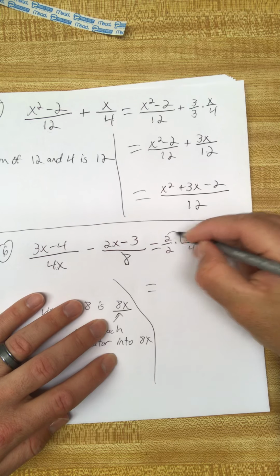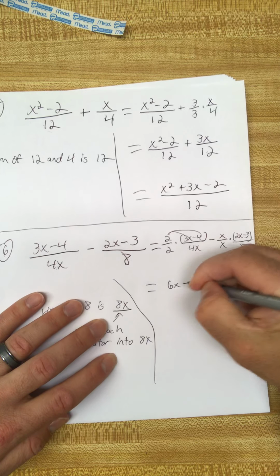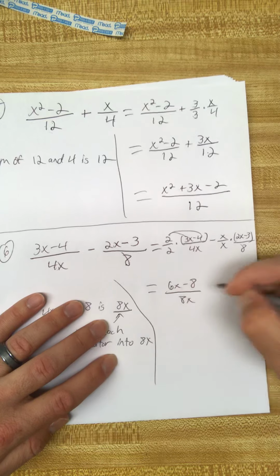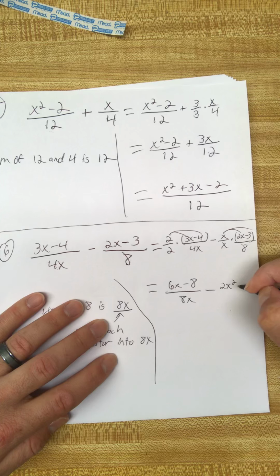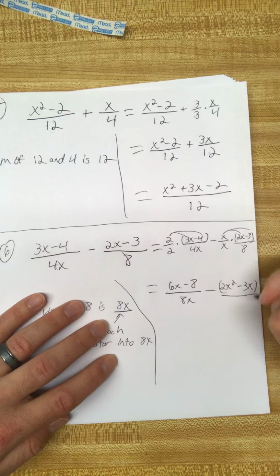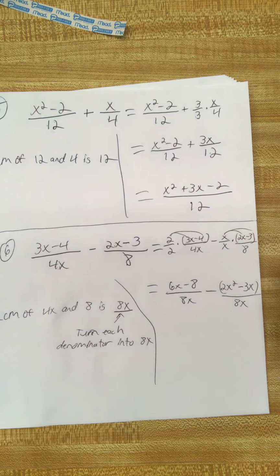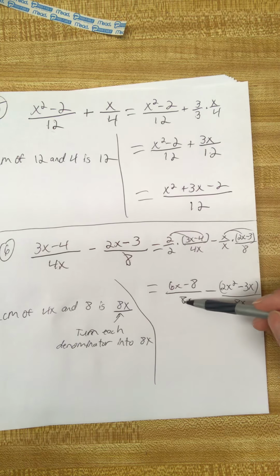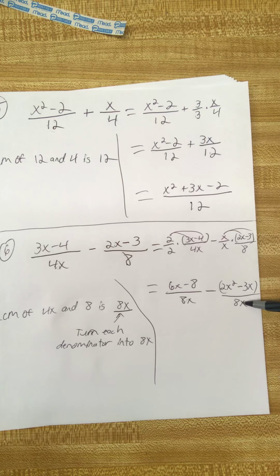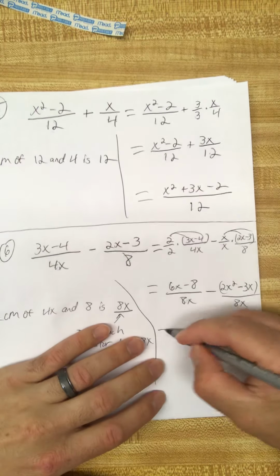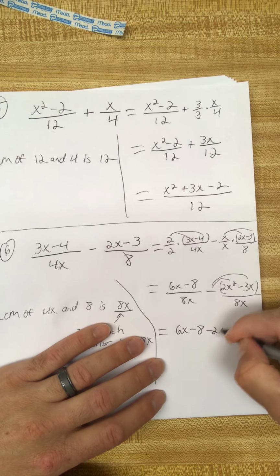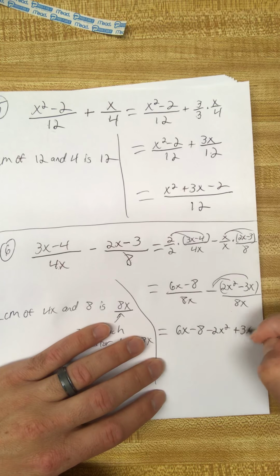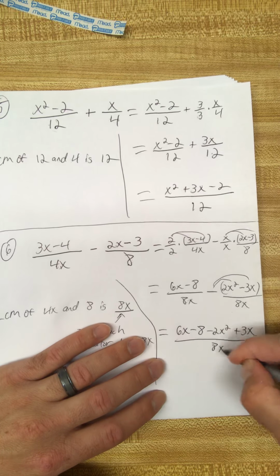So, little distributive property here. We're going to get 6x minus 8 divided by 8x minus, we're actually distributing an x here, so we get 2x squared minus 3x divided by 8x. So we're good to go now. We have denominators of 8x and 8x. All right, the only thing you gotta be careful of here, if you want to combine everything, 6x minus 8, is that we're subtracting both those, so it'll be minus 2x squared and a plus 3x, all divided by 8x.